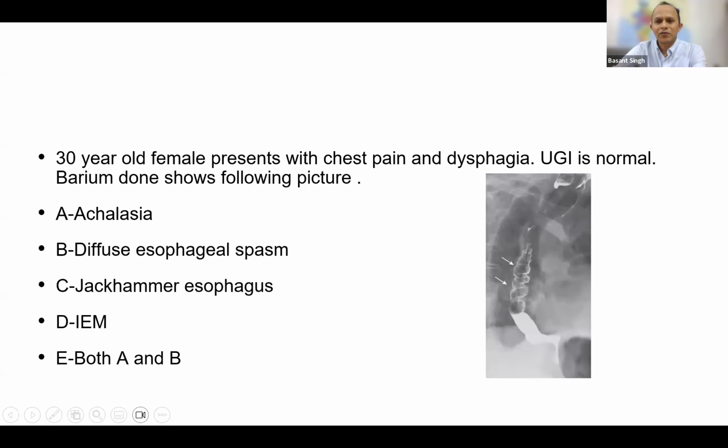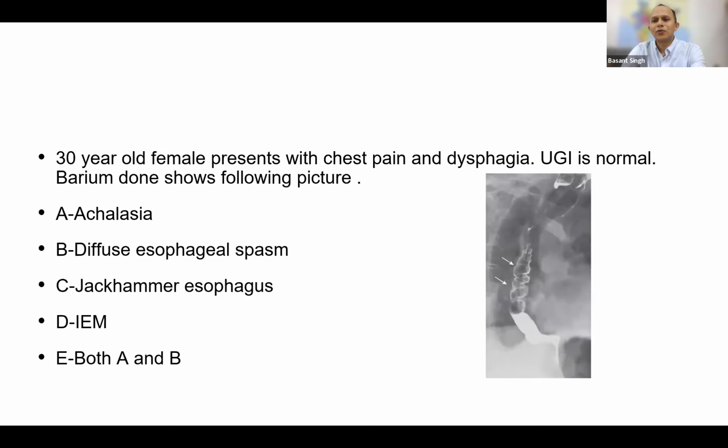Generally we attribute corkscrew to DES, diffuse esophageal spasm, but we know these are tertiary contractions. If you have a tertiary contraction, you have this corkscrew esophagus, and that is seen even in normal individuals. If you have an old patient with tertiary contractions and you give barium, you see this type of corkscrew esophagus. Even in achalasia we see this picture. So this is not specific for diffuse esophageal spasm.